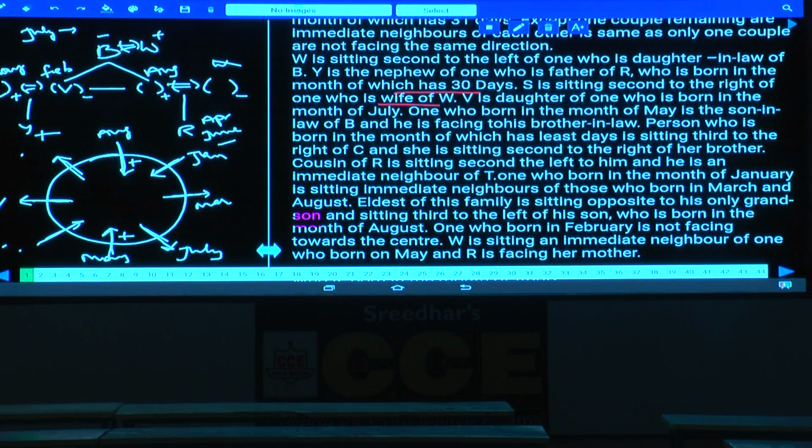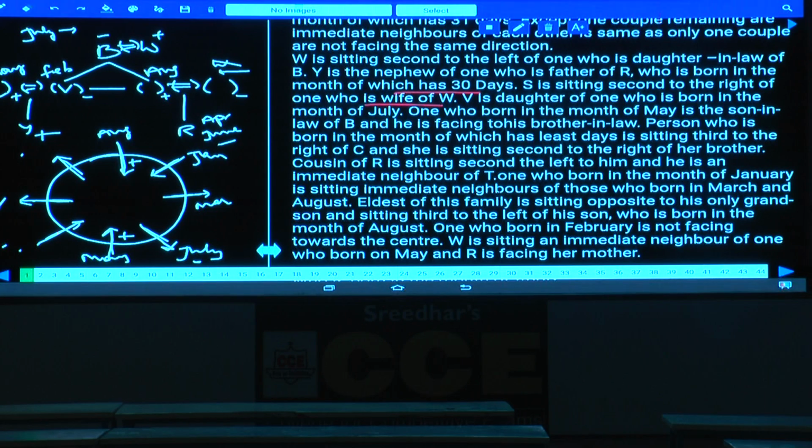Now SC is seated second to the right of the one who is the wife of this one. Who is the wife of this one? S must be in this row only, isn't it? SC is married or not? SC is married. As SC is married, then where can this S be? Tell me here. Now S is seated second to the right of the one who is the wife of W. Wife of W is here. W's wife is there. Now the person who was born in May and July. July, the person who was born in July could be either B or W. Either B or W is here.